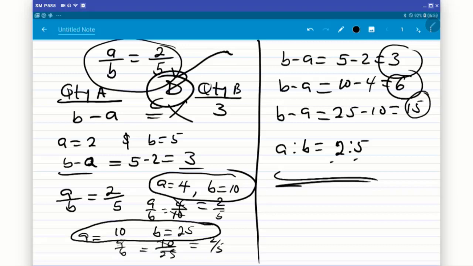So in this kind of question, D is the answer. You cannot say maybe B minus A is equal to 3. No, because your A could be any number as long as it's a multiple of 2, and your B could be any number as long as it's a multiple of 5. Alright, and you can divide them, and you get 2 over 5. Okay, so just take note of that. That's what we're saying at that point there.